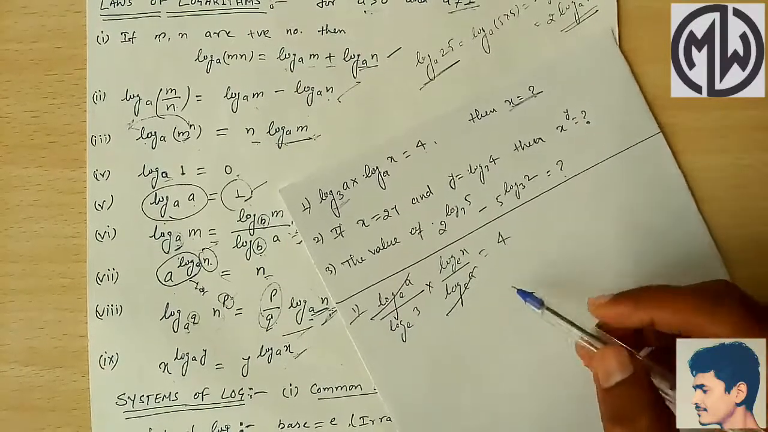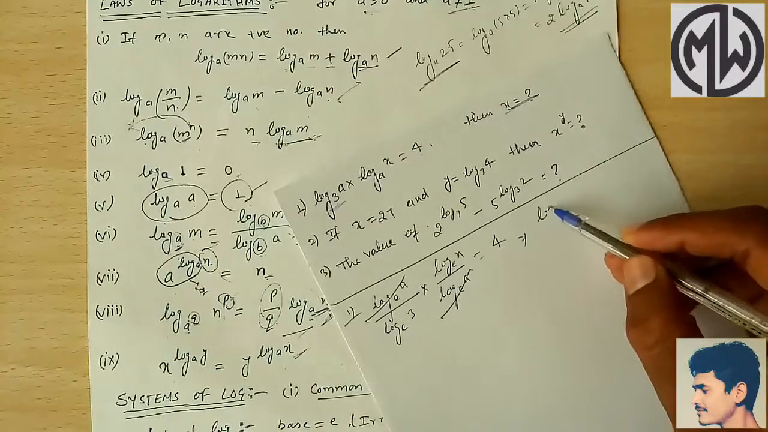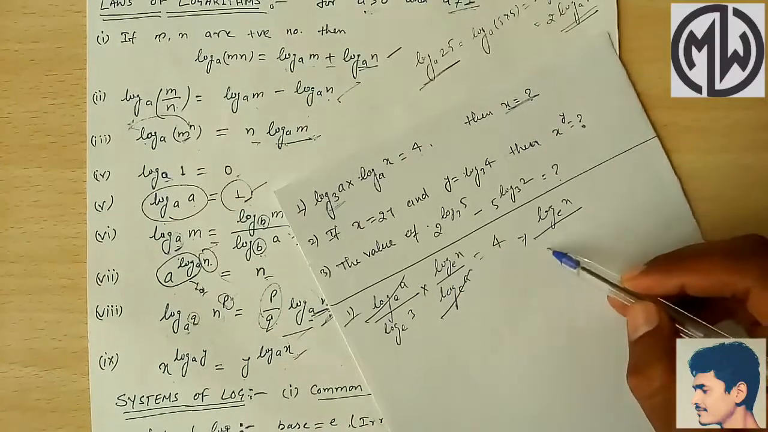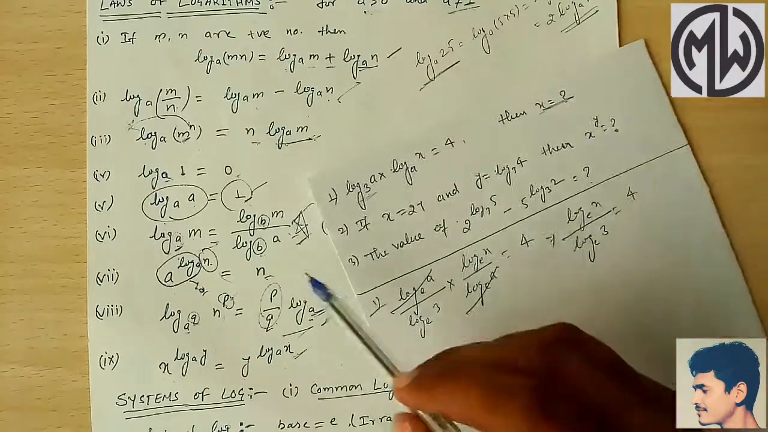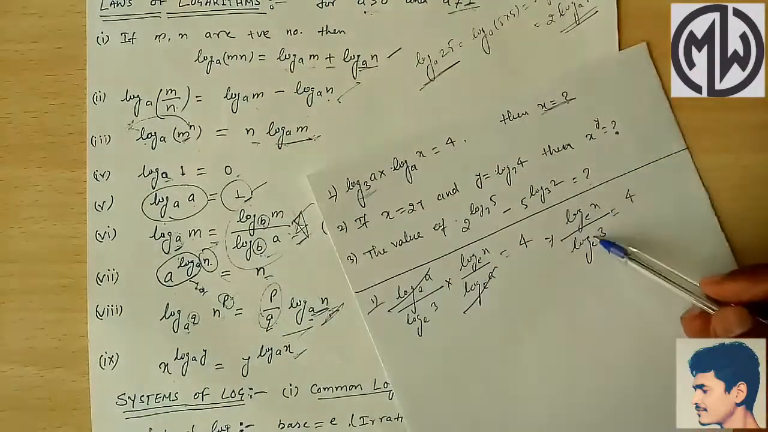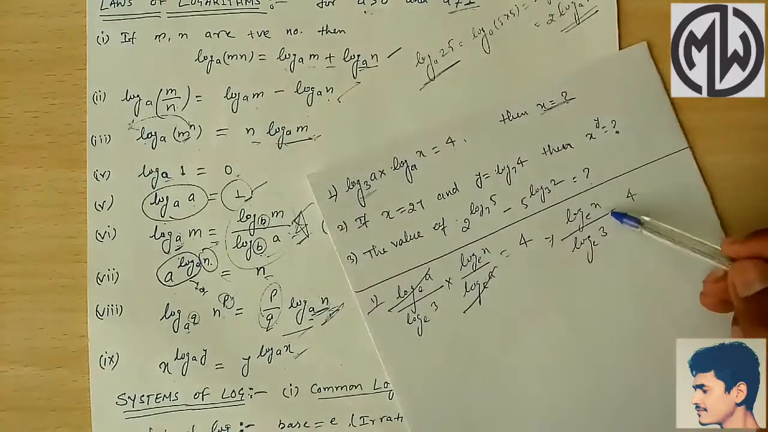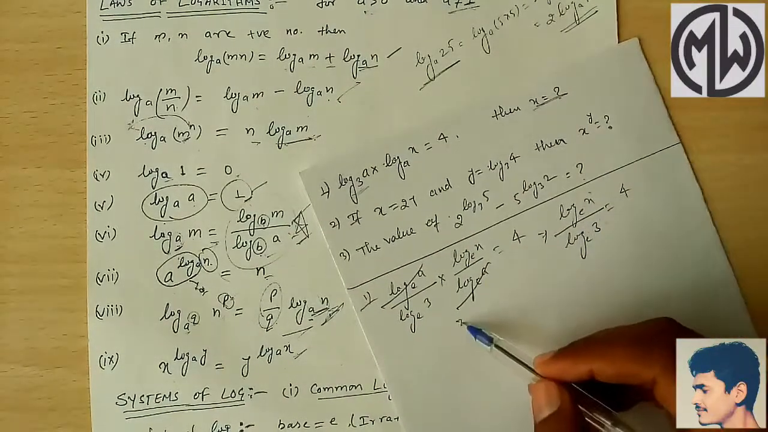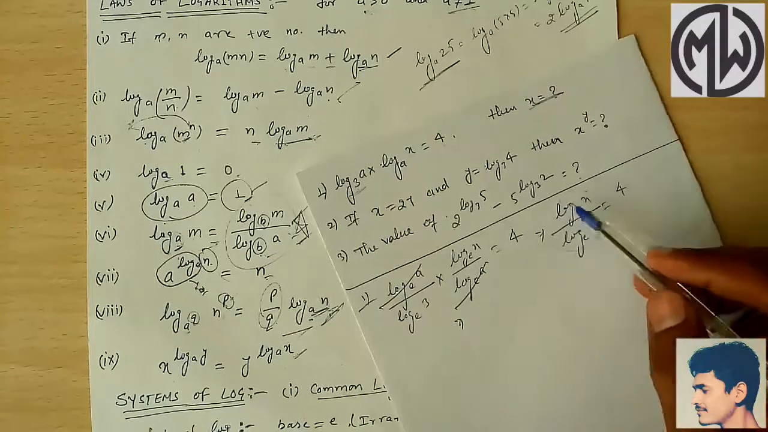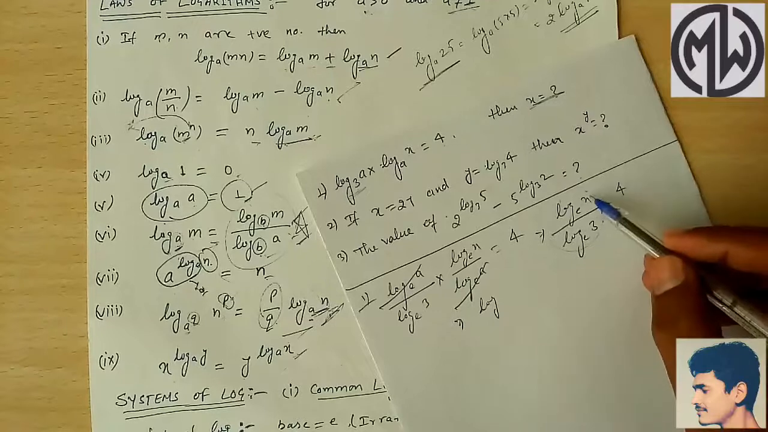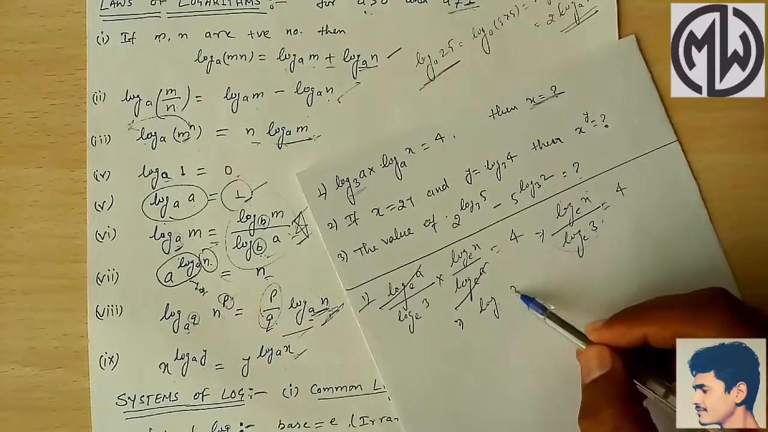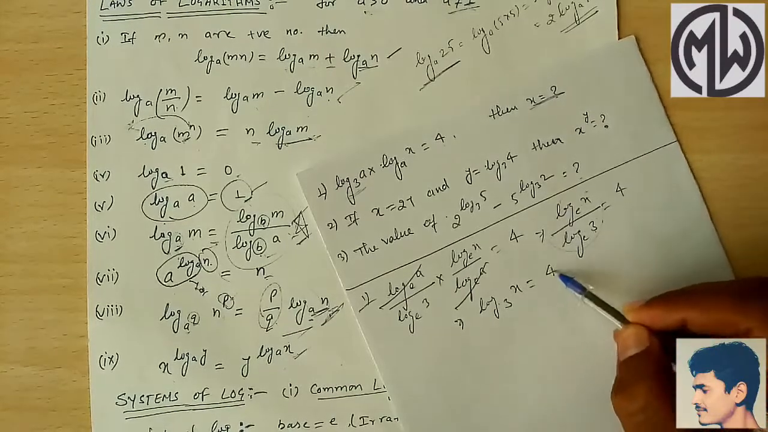Log_e a cancels out, which implies that log_e x upon log_e 3 is equal to 4. Now according to this formula, we have the same base, and the quantities m and a are x and 3, so we can say this part will be equal to log_3 x, that is log x to the base 3 is equal to 4.